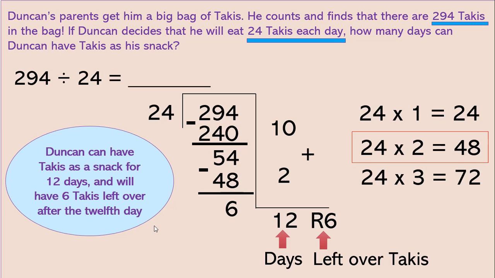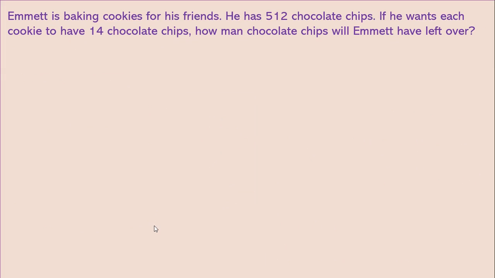So Duncan can have Takis as a snack for 12 days, and we'll have 6 Takis left over on the 12th day. If he chooses to eat that as part of his snack on the 13th day, that's up to him. Now we're going to be doing the next word problem.